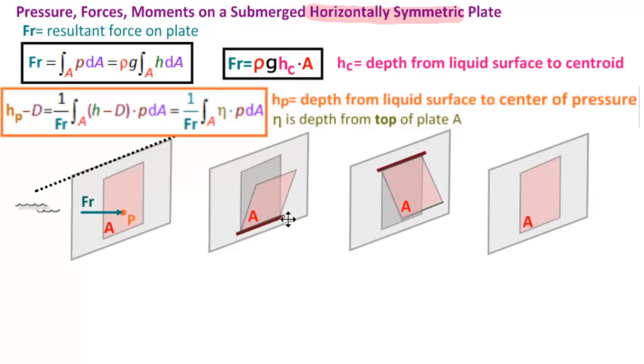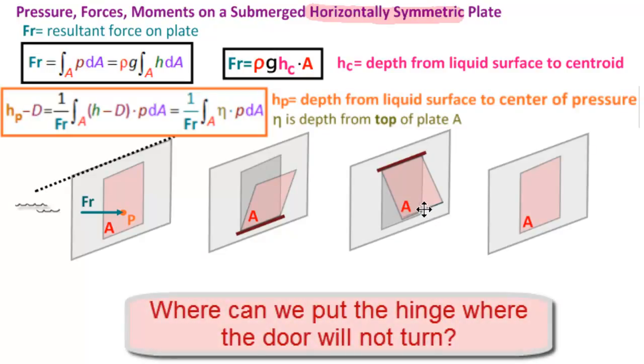Suppose we put the hinge at the bottom and we don't do anything else. We don't pressure it from the outside. The gate obviously will open from the top from this resultant force. If we put the hinge at the top, it will open at the bottom. The question is, where could we put the hinge where it would not open?